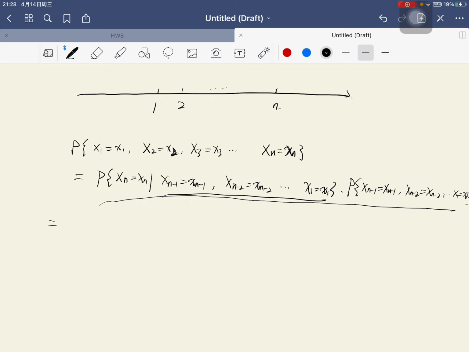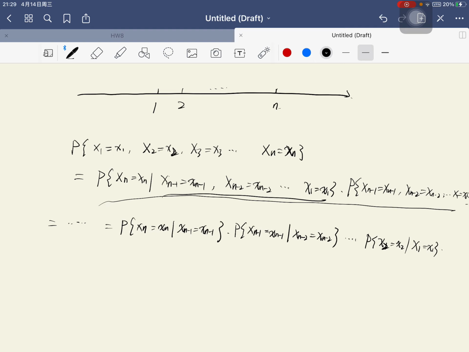We could write it for the next step, and for n steps we could get the probability of Xn equals xn under the condition of Xn-1 equals xn-1, times the probability of Xn-1 equals xn-1 under the condition of Xn-2 equals xn-2, and times so on, times the probability of X2 equals x2 under the condition of X1 equals x1, and times the probability of X1 equals x1.